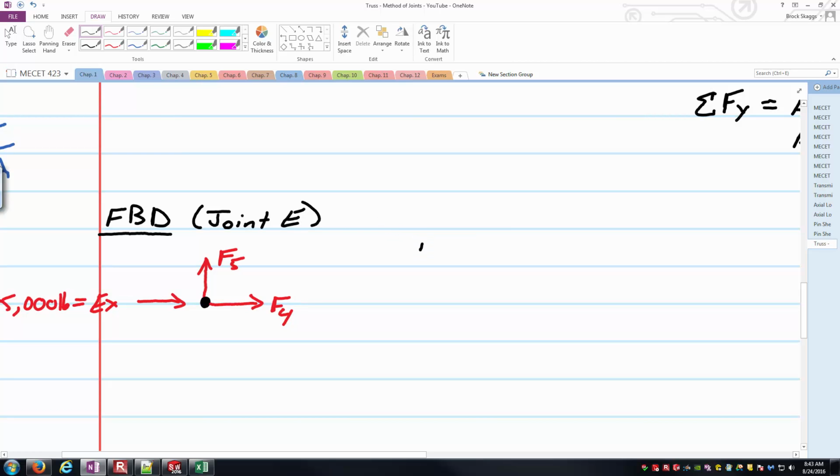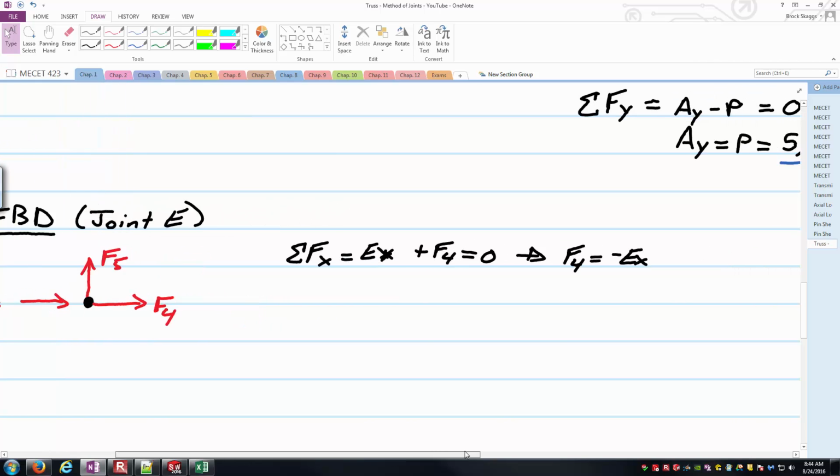I've got two equilibrium equations I can write, sum of the forces in the x and sum of the forces in the y. I'll start with the x. Again, adopting the usual convention, positive x to the right, positive y vertically. And so here I've got E sub x plus my F4. It's got to equal 0. Well, just looking at that, that's going to say F4 is equal to negative E sub x. It's very simple algebra here. And so F4 is negative 15,000 pounds.